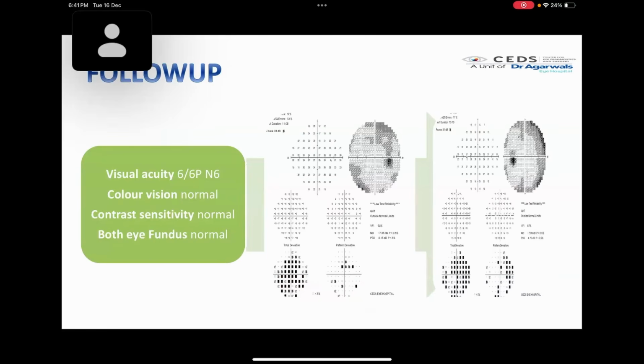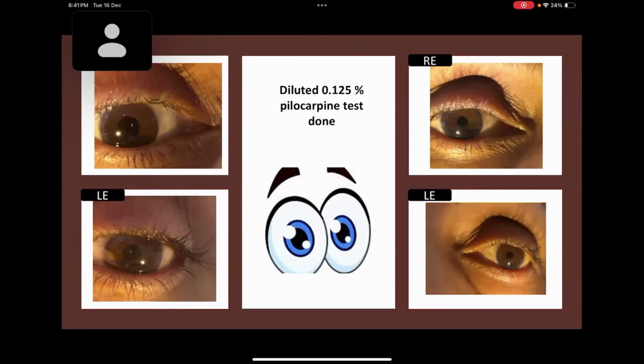So I repeated her visual acuity, color vision testing, contrast sensitivity; the fundus was all normal. I repeated the fields again. Again, there was a peripheral constriction of field. Then I happened to look at her pupil.